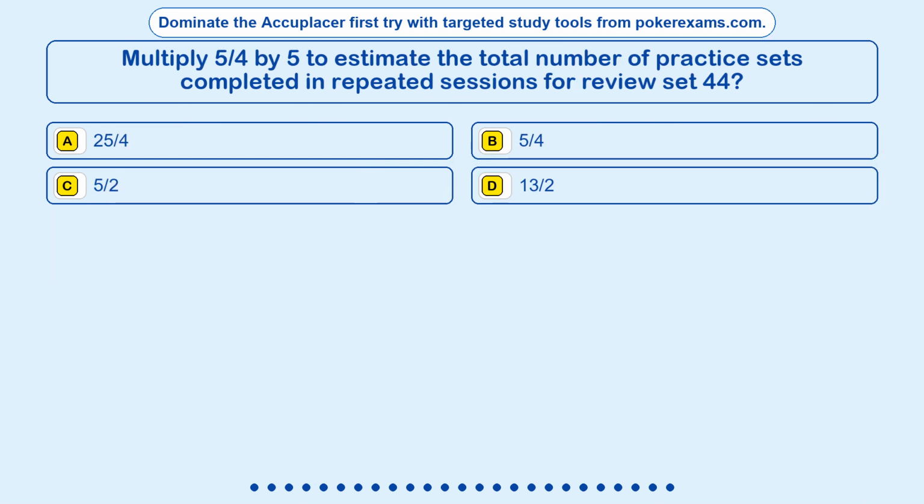Question 2. Multiply 5/4 by 5 to estimate the total number of practice sets completed in repeated sessions for review set 44. Option A, 25/4. Option B, 5/4. Option C, 5/2. Option D, 13/2.